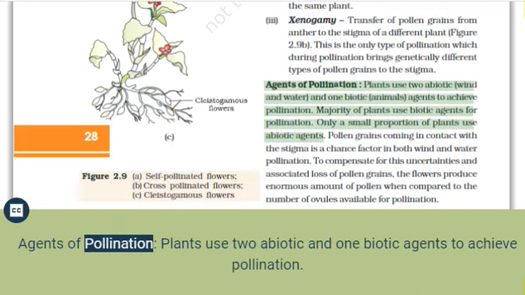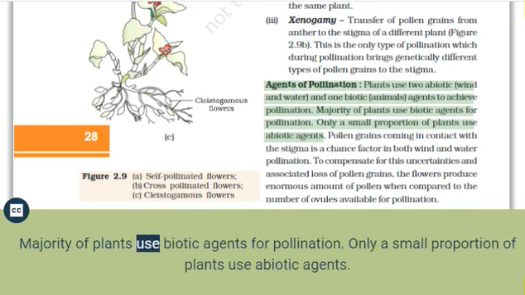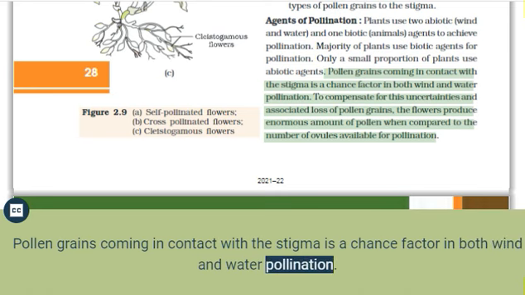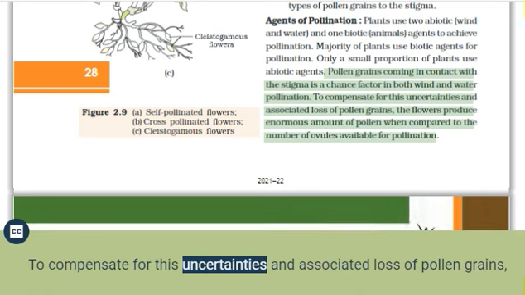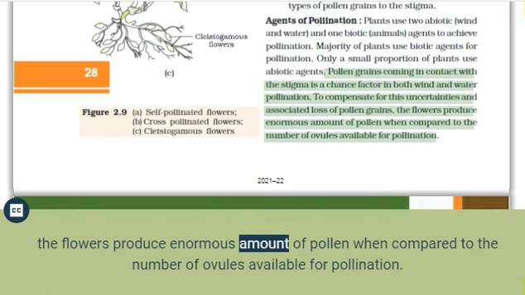Agents of pollination. Plants use 2 abiotic and 1 biotic agents to achieve pollination. Majority of plants use biotic agents for pollination. Only a small proportion of plants use abiotic agents. Pollen grains coming in contact with the stigma is a chance factor in both wind and water pollination. To compensate for these uncertainties and associated loss of pollen grains, the flowers produce enormous amount of pollen when compared to the number of ovules available for pollination.